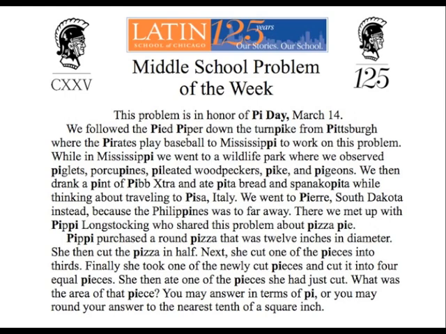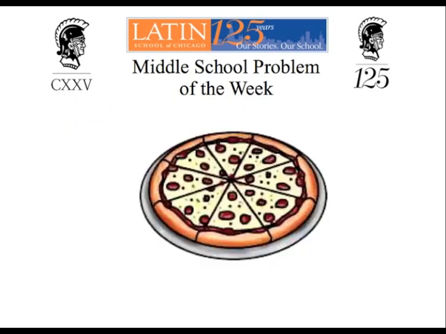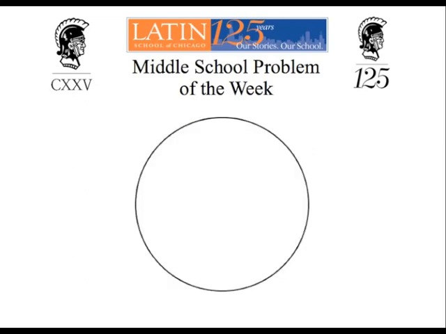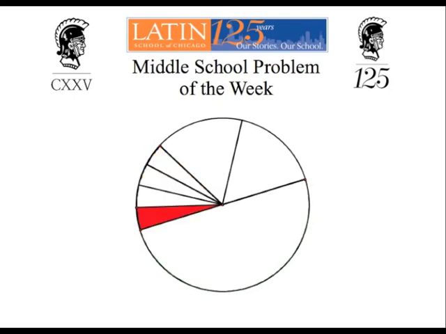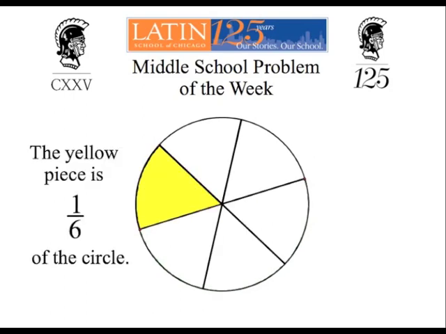You may answer in terms of pi, or you may round your answer to the nearest tenth of a square inch. We had this graphic for a pizza, but it was cut into 8 pieces, so we'll let this circle represent our pizza. Then we'll cut it in half. And then we'll cut one of those halves into thirds. And that leaves us the yellow piece, which we will then cut into 4 equal pieces. And then we're going to go back to the yellow piece, extend the lines, and we can realize that the yellow piece was the 6th of the pizza.